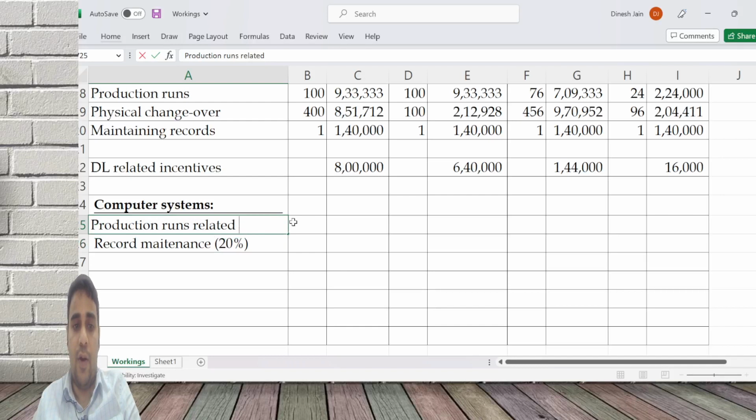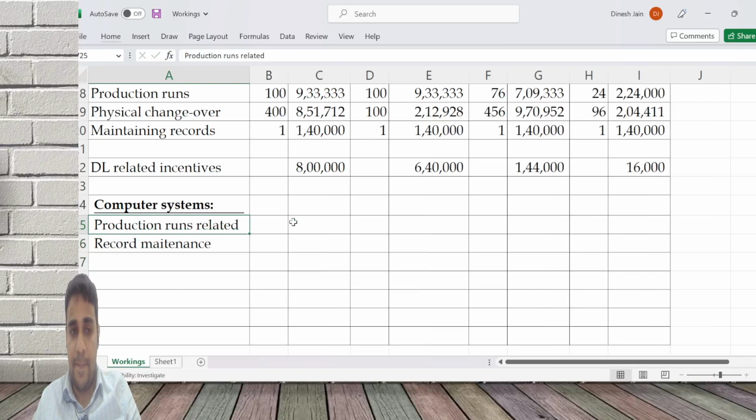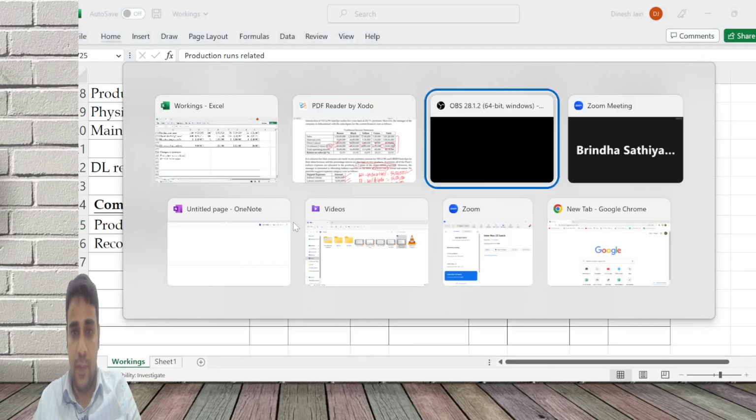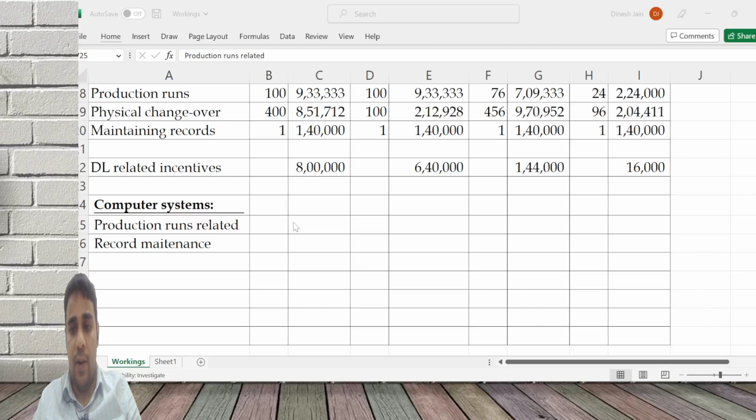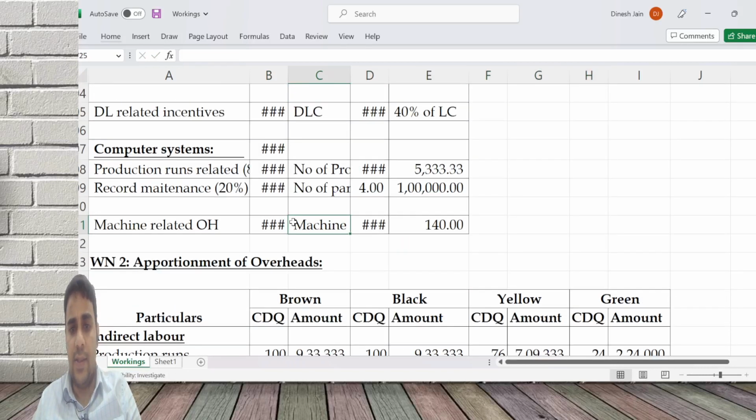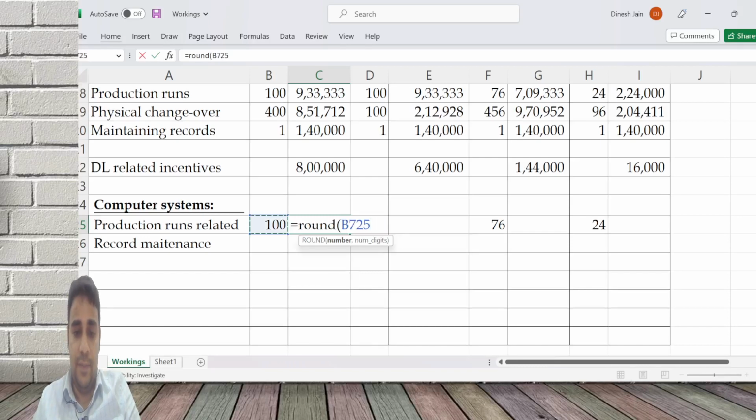Then we have computer systems related cost, production runs related and record maintenance. Production runs is 100, 76 and 24, and the recovery rate is 533.33.